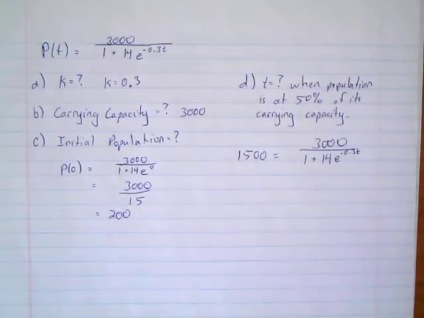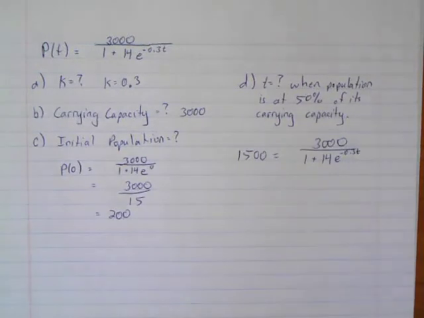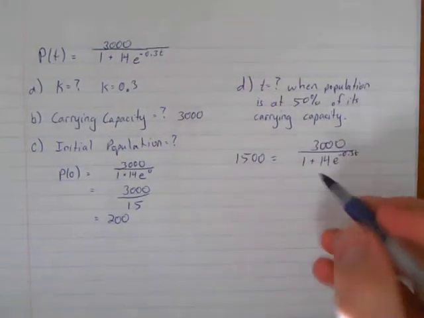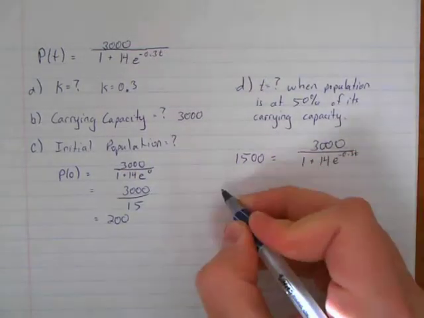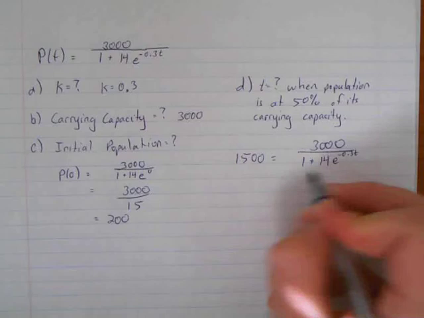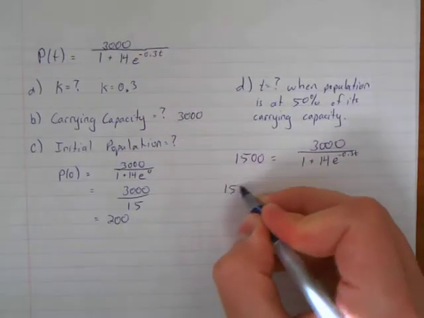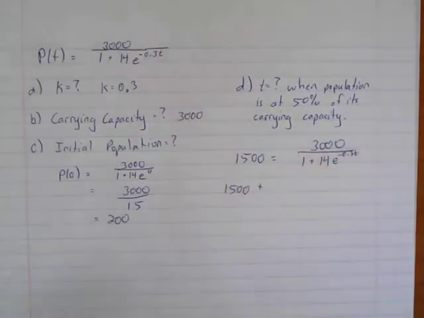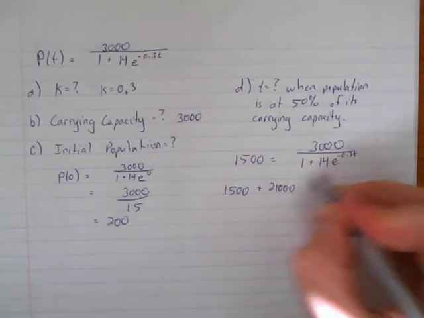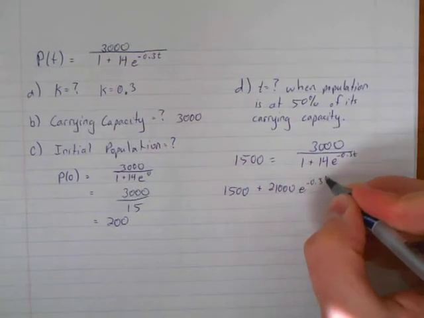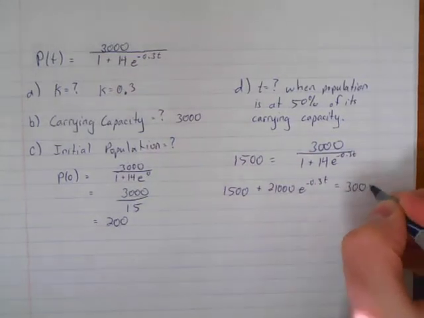And we solve. So solving this is not that difficult. I know that it looks a little tricky, but as long as you understand the properties of exponential functions and logarithms, just basic algebra, it should be okay. We're going to multiply both sides by 1 plus 14e to the negative 0.3t. So when we do that, I'm just going to distribute the 15 through when I multiply it through. So I get 15,000 plus 14 times 15,000, 21,000 e to the negative 0.3t equals 3,000.